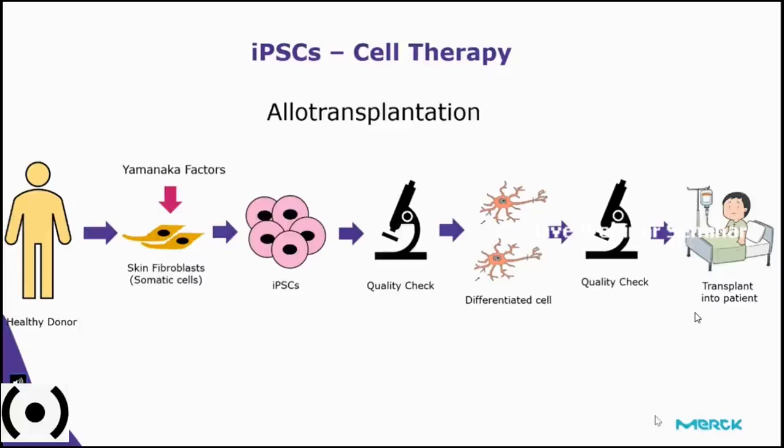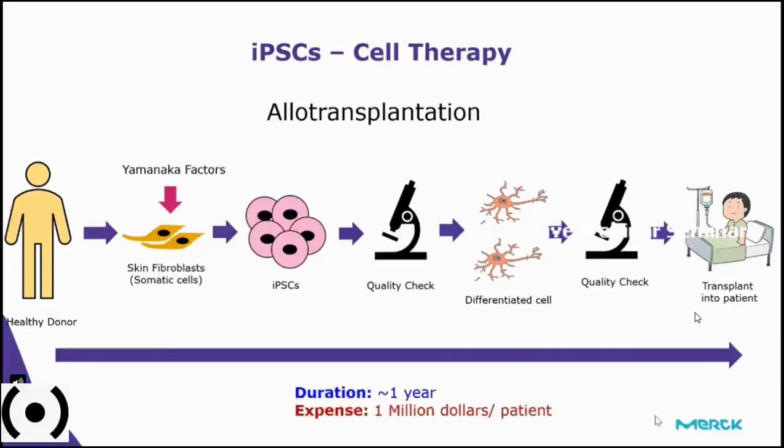The only problem with cell therapy is that if you look at the whole process, starting from taking a sample from the donor and growing it as a fibroblast, inducing it as an iPSC, then quality check, then differentiation, then again quality check, and then transplantation. So from sample collection to transplantation, the duration is around 1 year. That is too much.